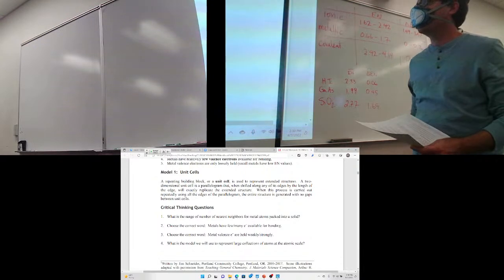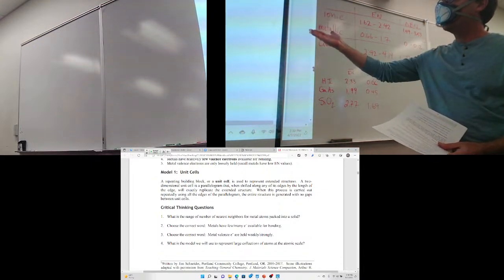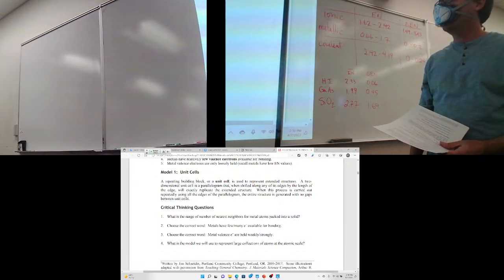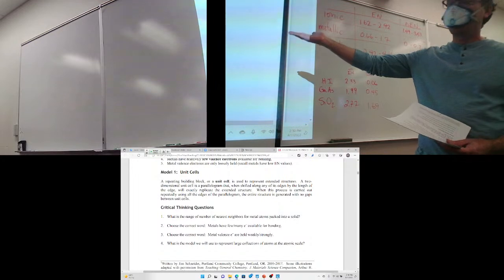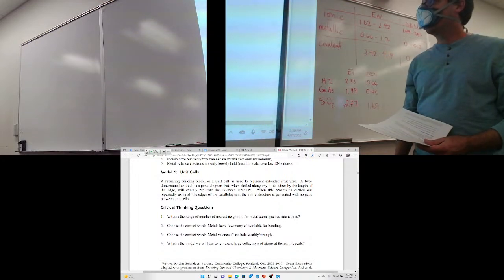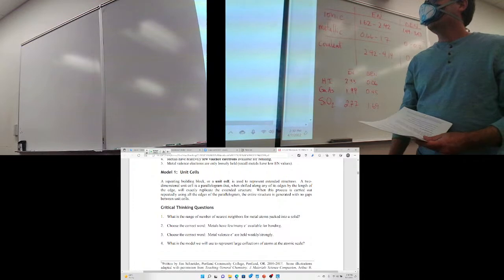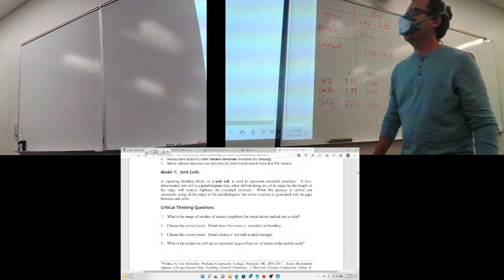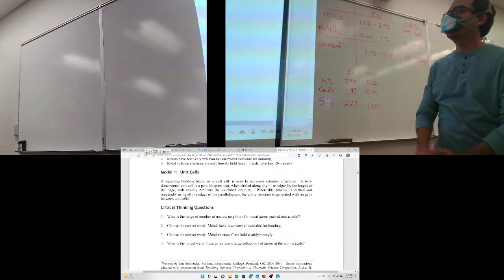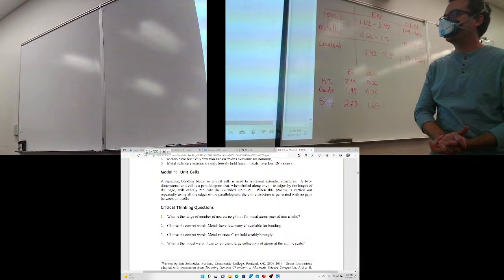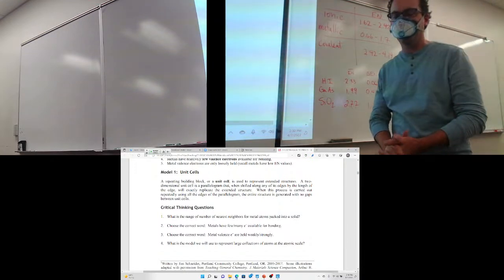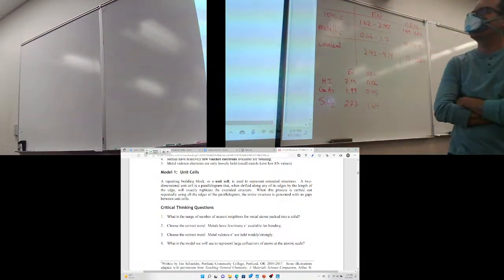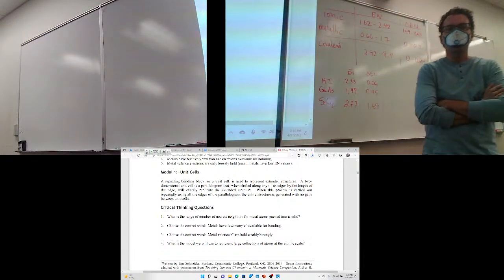So these are the questions I was referring to. The range of number of nearest neighbors for metal atoms, 6 to 12. Metals have few electrons available for bonding. Metal electrons are held weakly. And the last part requires you to read this model here. What is the model we use to represent large collections of atoms at the atomic scale? Model 1: a repeating building block or a unit cell used to represent extended structures. That's what we're going to do.